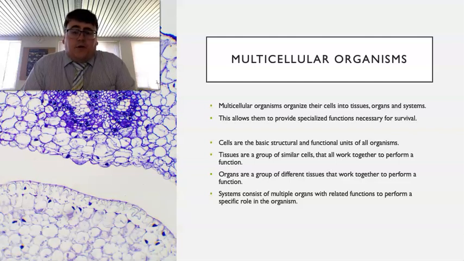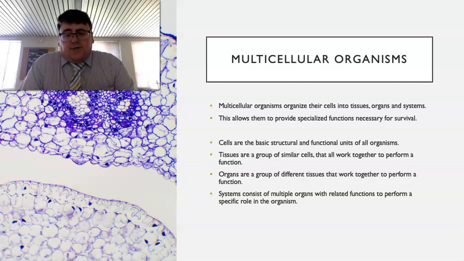Now, multicellular organisms, because they're so complex and they have many cells, organize their cells into a hierarchy of different categories. So their cells group into tissues, those tissues group into organs, and their organs group into systems. This allows the multicellular organism to provide specialized functions which are necessary for their survival.